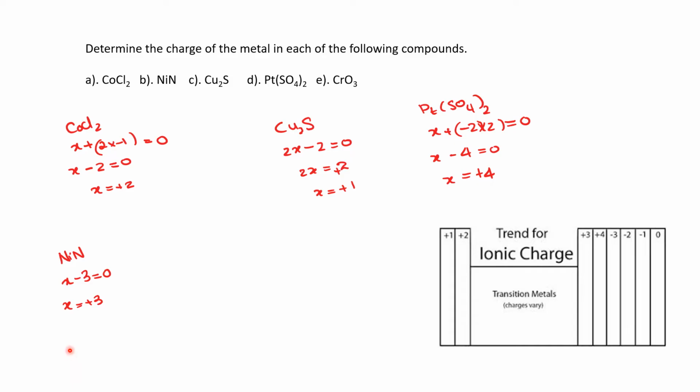In this case, nitrogen has a -3 charge, X minus 3 equals 0, and nickel has a +3 charge. Chromium trioxide. We are going to designate the charge of chromium as X and oxygen as -2 times 3, and the charge of the chromium is +6.